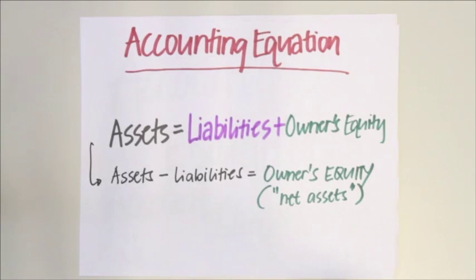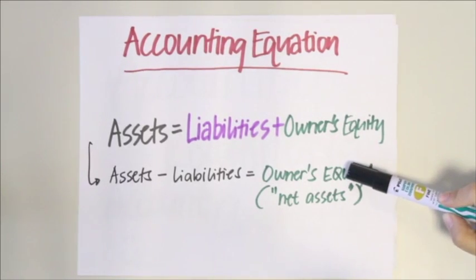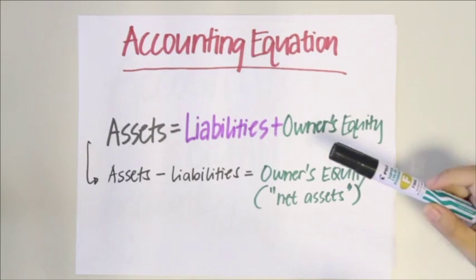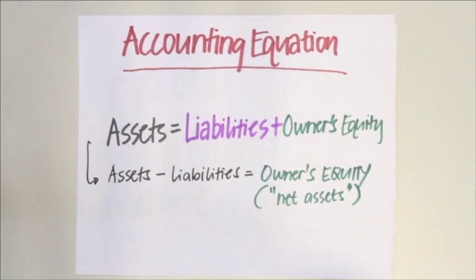Because of this, owner's equity is also known as your net assets, which is your total assets less your total liabilities. But you guys are probably wondering what assets, liabilities, and equity mean. So before we fully understand the equation and how it works, let us first define certain terms.